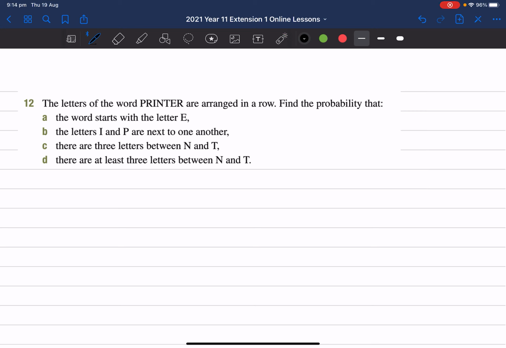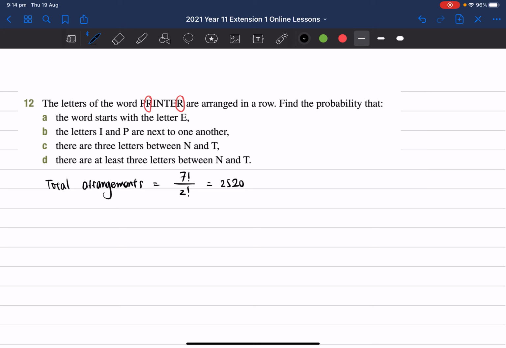Okay, so firstly, for printer, we find out what the total arrangement is. Alright, so for total arrangement, we count 1, 2, 3, 4, 5, 6, 7. So that's 7 factorial. Now you have to be very careful with the word printer. This time you've got 2 letters that are the same, so we need to divide this by 2 factorial. Now this is a common mistake. Make sure that you check the number of letters that are repeating. And the answer for that is 2,520 arrangements in total.